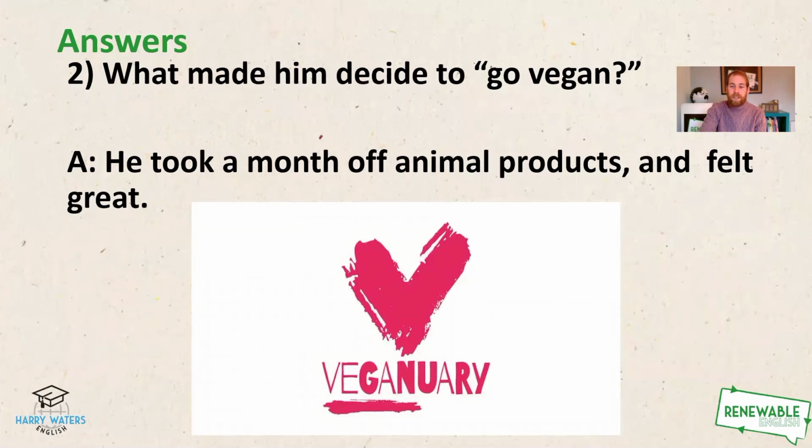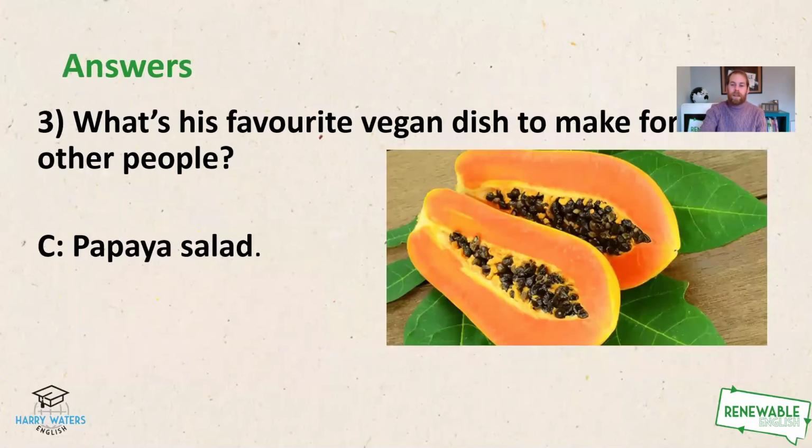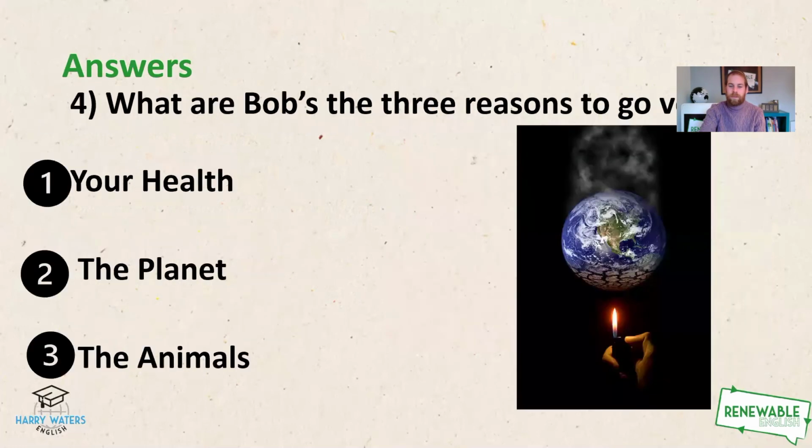What made him decide to go vegan? There were a lot of different reasons. The one we used in the video was he took a month off animal products and it felt great. So that was one of his big steps towards going vegan. His favorite vegan dish to make for other people is papaya salad. He made one here once, I seem to remember. And his 3 reasons: your health, the planet, and the animals.